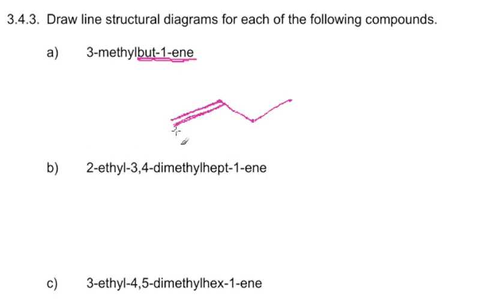So there is but-1-ene, and now it says 3-methyl. So on the third carbon, that's number 1, number 2, here's number 3, there is a methyl group, which means 1 more carbon atom. So just that.